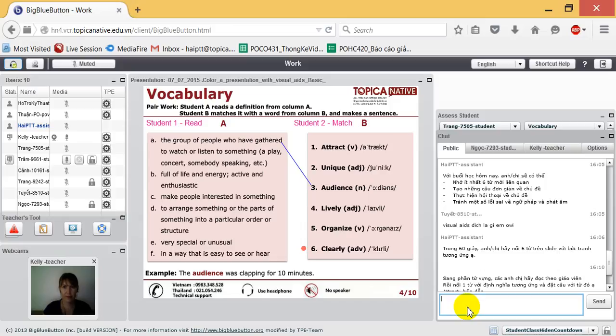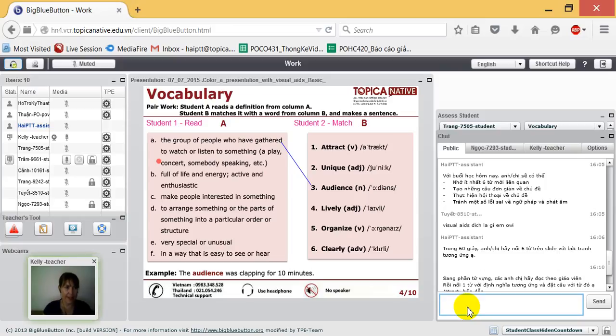Yes. The secret to public speaking is to get the audience on your side. Yes, that's an excellent sentence. Okay, Tram, could you please read for me definition B? Yes. Full of life and energy, active and enthusiastic.